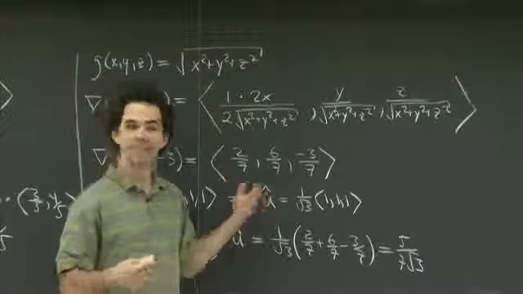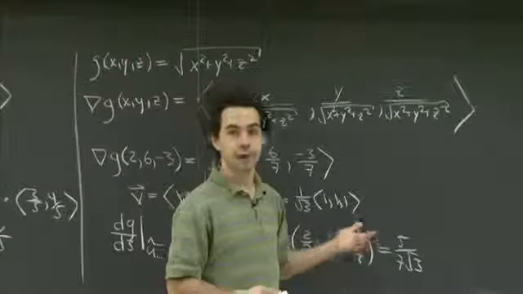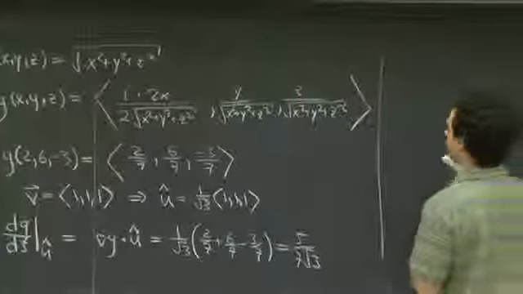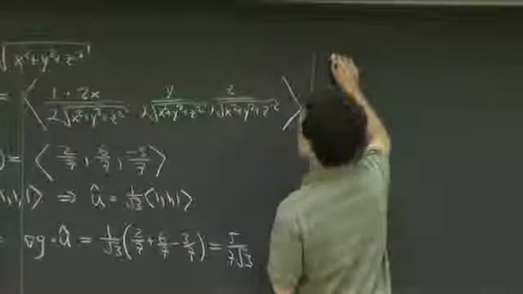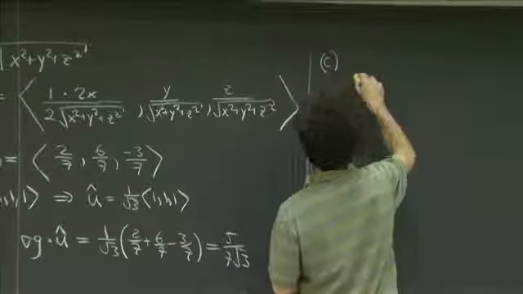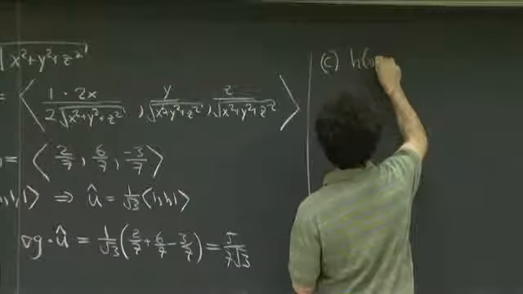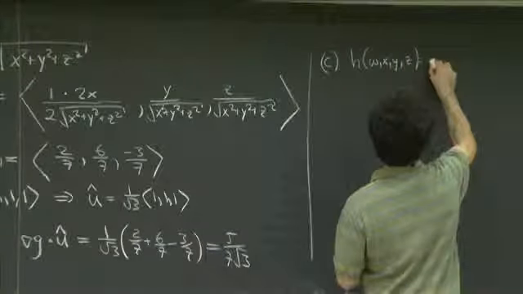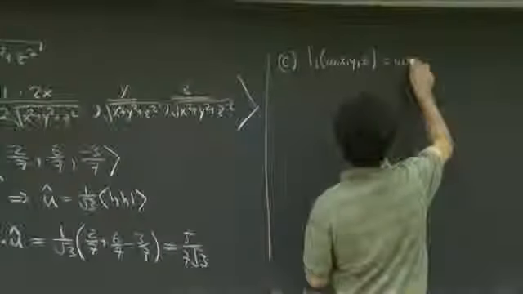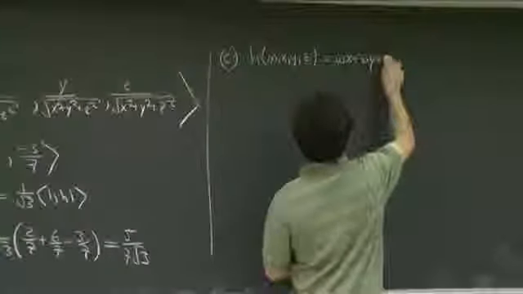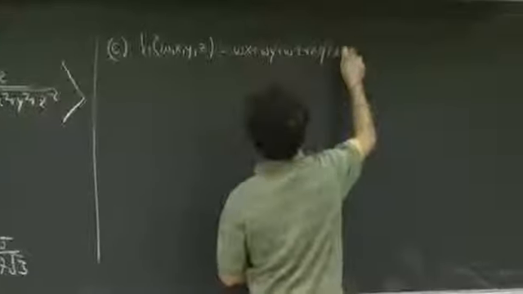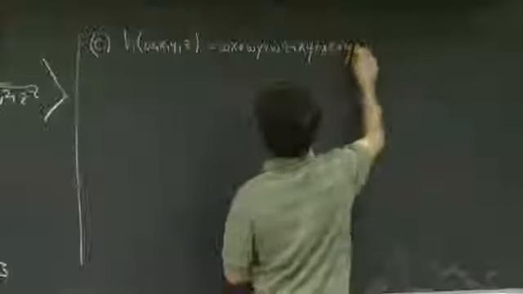Now the last one is very, very similar. Now we have a function of 4 variables. There's really nothing new there at all. So let me rewrite. For part C, we have h of w, x, y, z equal to wx plus wy plus wz plus xy plus xz plus yz.